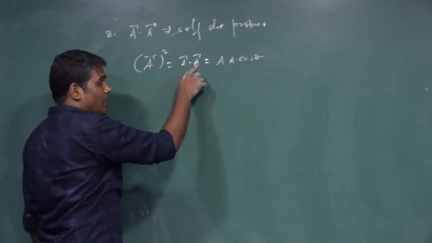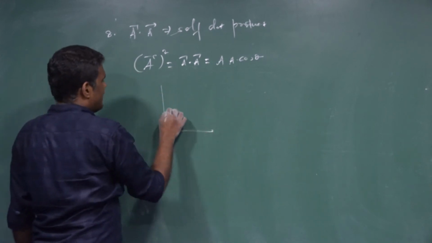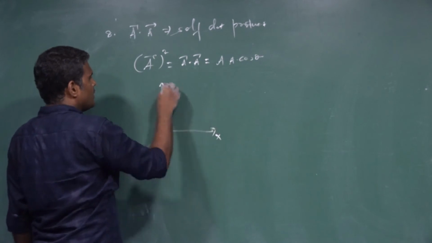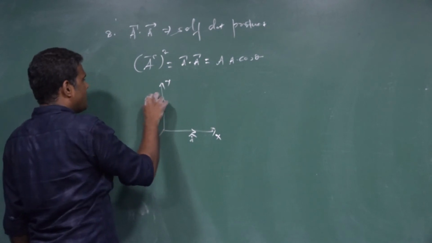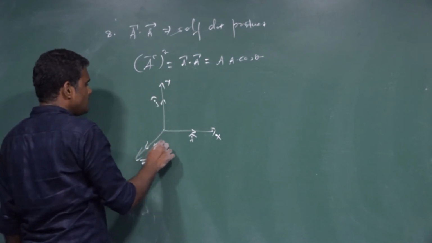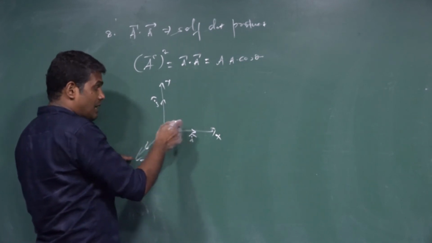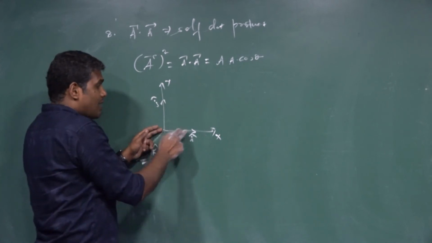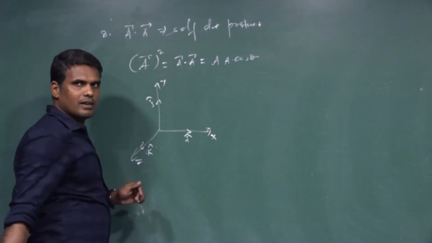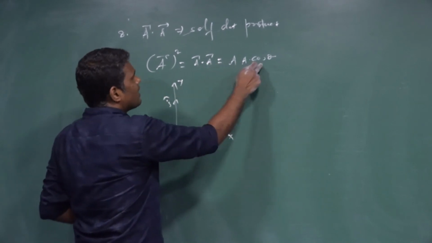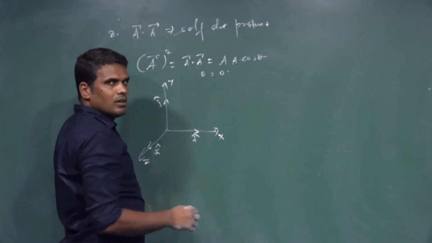Since A vector is taken in a product with A vector, these two vectors will be acting along the same direction. Simple. If I represent the coordinate axes x, y, z, this is i cap, this one is j cap, and this one is k cap. These are all unit vectors. If I take an i vector in a dot product with another i vector, what does that mean? The two vectors are acting along the same x direction. In the same way, if A vector is taken in a dot product with another A vector, the two vectors are acting along the same direction. If two vectors are acting along the same direction, then theta is equal to 0.